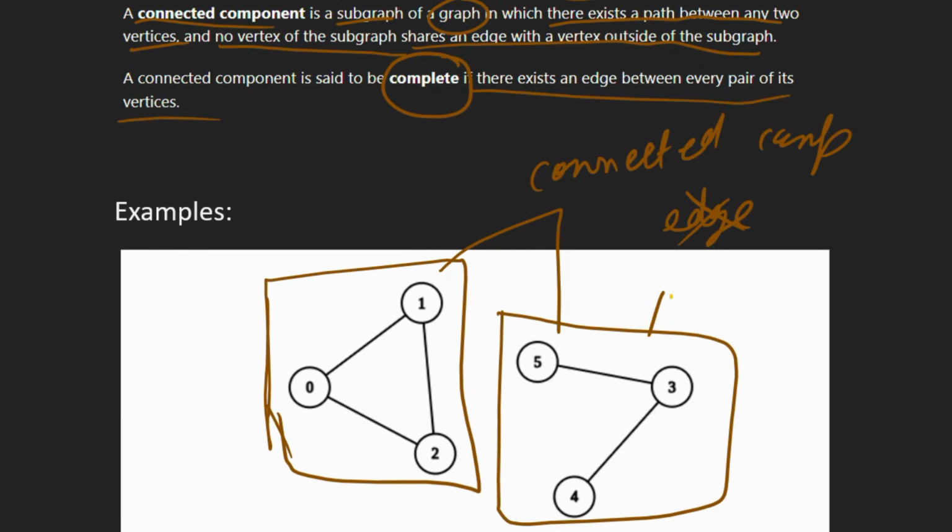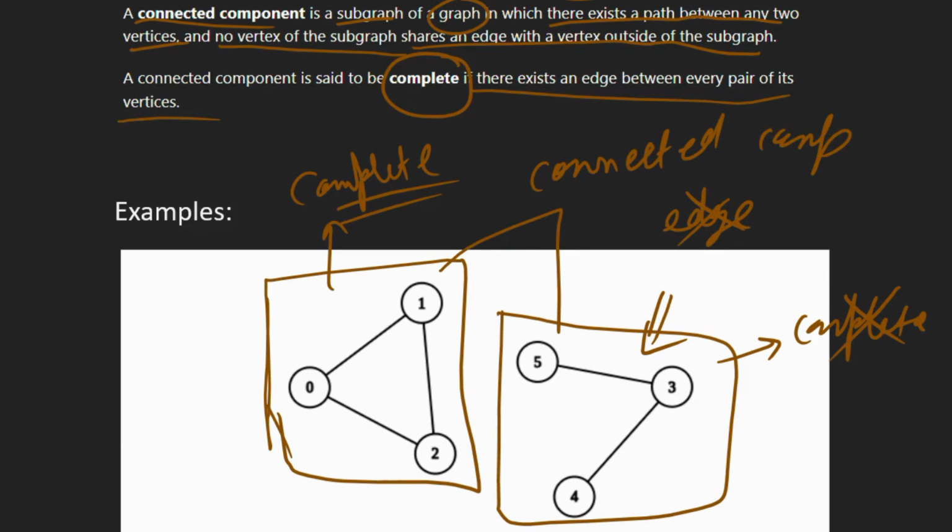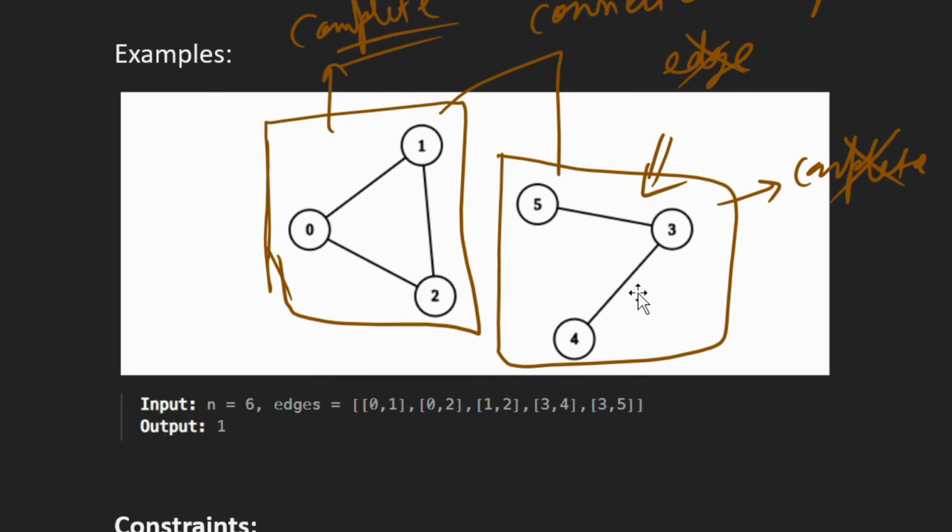First, if you see this connected component, there is no edge between the vertices 4 and 5. So this connected component is not complete. But if we see here, there is an edge between 0 and 1, 0 and 2, 1 and 2. So all the pairs of the vertices have an edge between them. That means this is a complete connected component. Let's see the examples to understand the question more clearly.